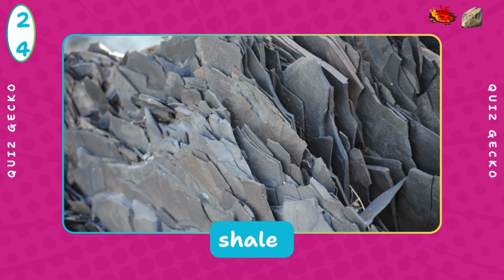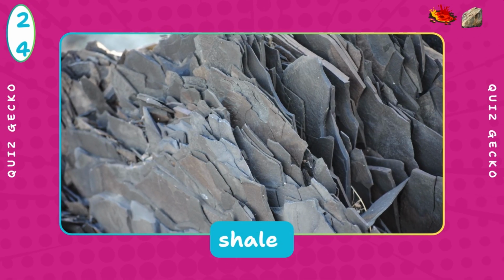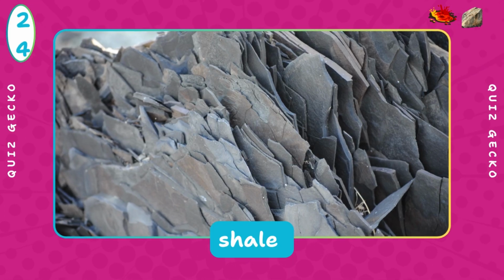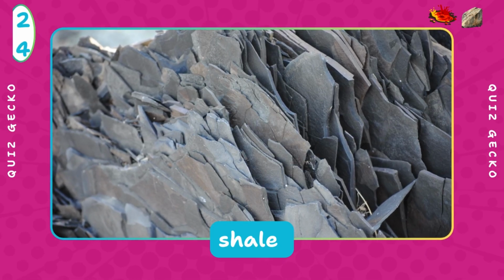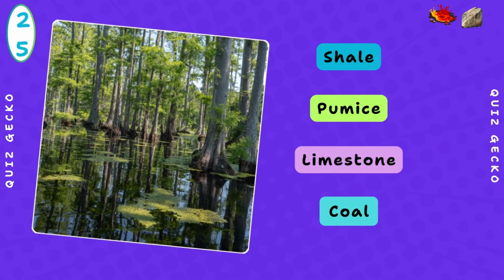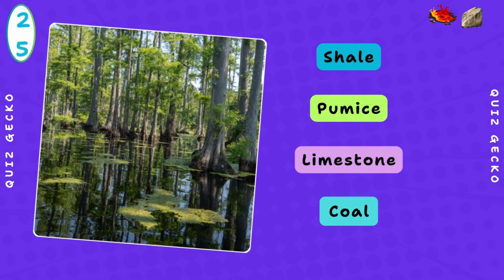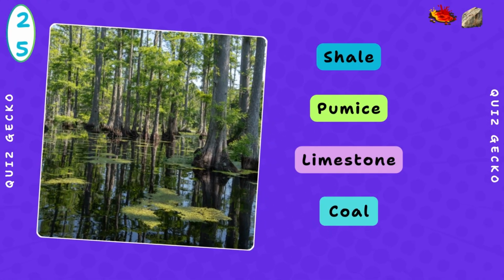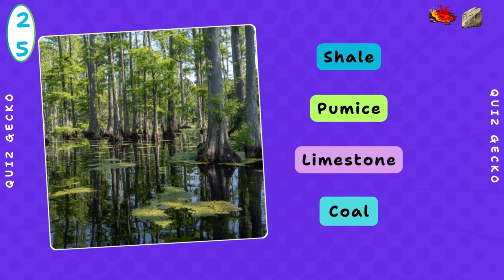Shale is a sedimentary rock that forms when fine particles of clay and silt are compressed and cemented together over time and become solid rock. Which type of sedimentary rock is formed from the accumulation of organic remains in swampy environments? Shale, pumice, limestone, coal.